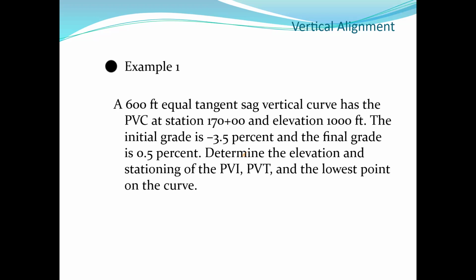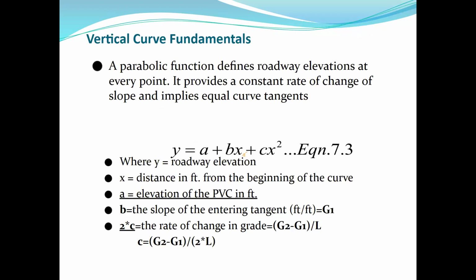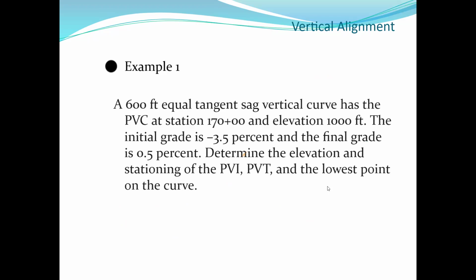But from some arbitrary point, this point is 170 plus 00, or 170 times 100, because one station is 100 feet. So this point is located about 17,000 feet from that reference point, whatever it might be. But that does not mean the X coordinate for the PVC is 170 plus 00 or 17,000. The X coordinate is based on what we defined here. We are always going to define X as the distance in feet from the beginning of the curve, so we'll always use this.